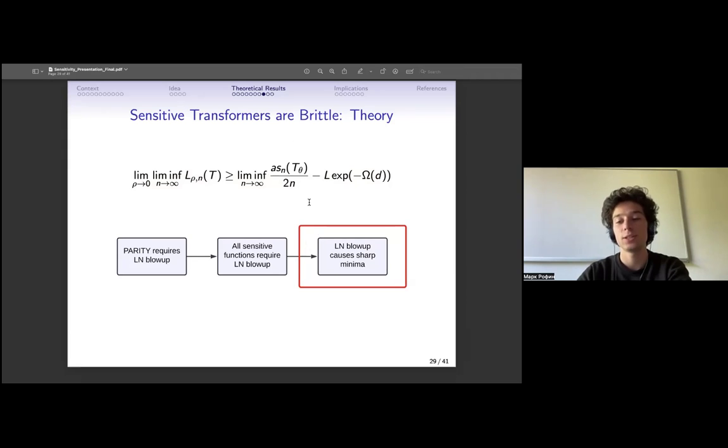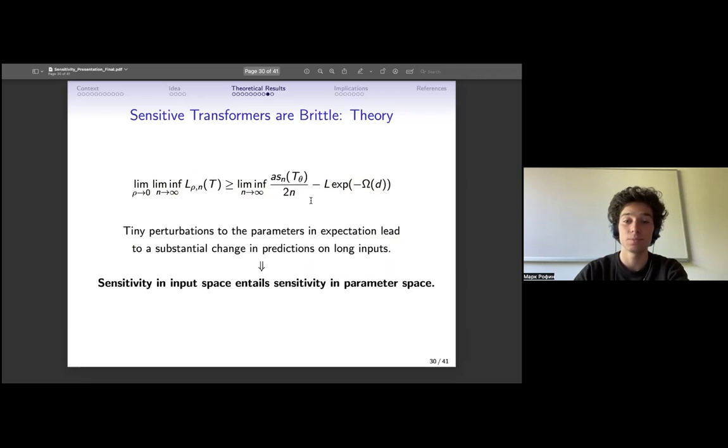Yeah, because here we linked the layer norm blowup that we introduced before for sensitive functions to the increased average direction sharpness. And so the main takeaway from this theorem is to note that tiny perturbations in the parameters lead to substantial change in predictions on the inputs, which is the definition of average direction sharpness. And this means that sensitivity in input space, average sensitivity on the order of n, entails sensitivity in parameter space, which is increased average direction sharpness. And yeah, this statement in bold is basically the TLDR of the paper and the main takeaway.